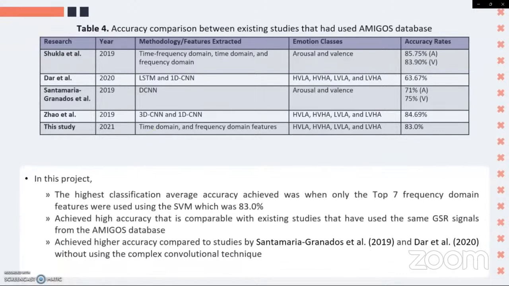Meanwhile, in this project, the highest classification average accuracy achieved was when only the top 7 frequency domain features were used, which was 83%. This shows that this study was able to achieve high accuracy that is comparable with existing studies that have used the same GSR signals from the AMIGOS database. Furthermore, the study was able to achieve higher accuracy compared to studies by Santamaria-Granados and co-authors, and Dar and co-authors, without using the complex convolutional technique.